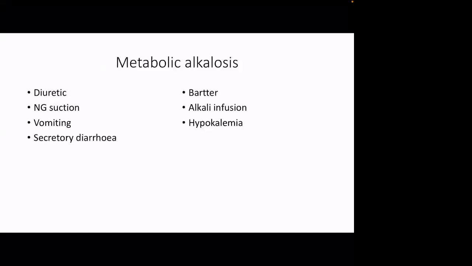Then metabolic alkalosis is usually caused by loss of chloride through diuretics, vomiting or secretory diarrhea. Then in case of Bartter syndrome, or if there is alkali infusion or hypokalemia, in these cases metabolic alkalosis can happen.